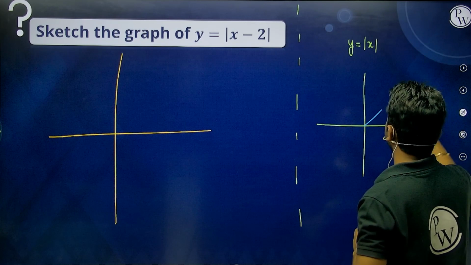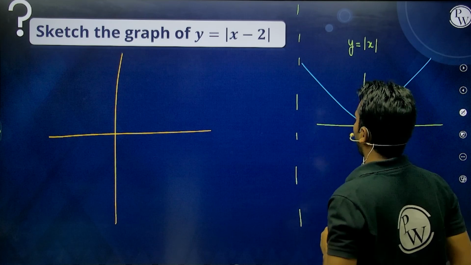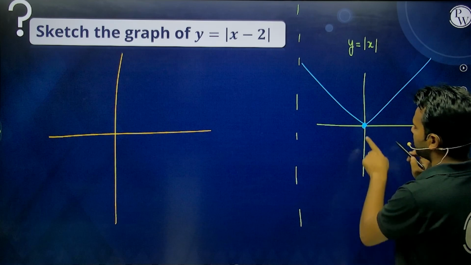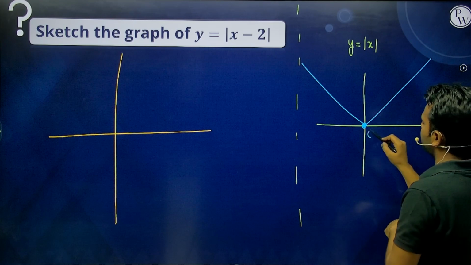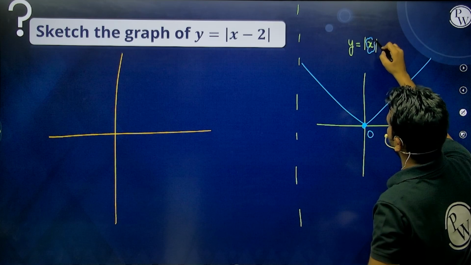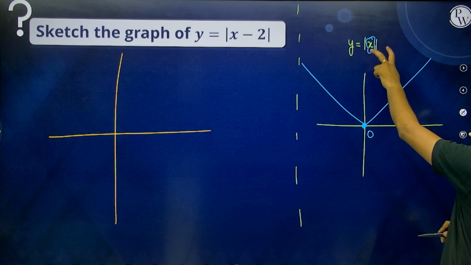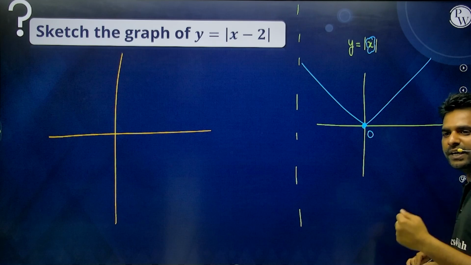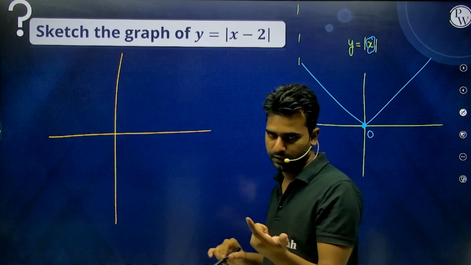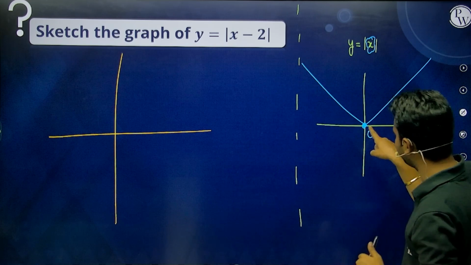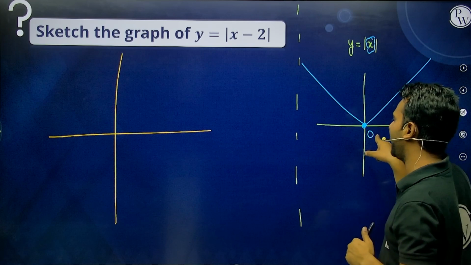Yes or no? Like this. Why we form this V-shaped figure at origin is because if we equate this thing inside the modulus to 0, we get nothing but x equal to 0 only. So that's why this V-shaped graph is forming here at origin.